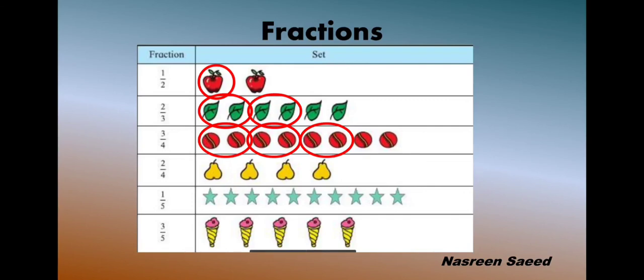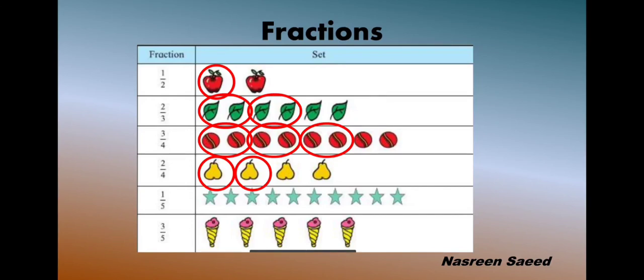The next is pairs. How many pairs are there? 4. And how many in one set? 1 pair. Now we have to circle 2/4. So what will we circle? We will circle one part, two parts. So 2/4 of 4 pairs is 2.